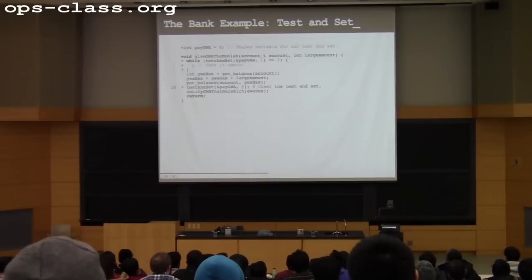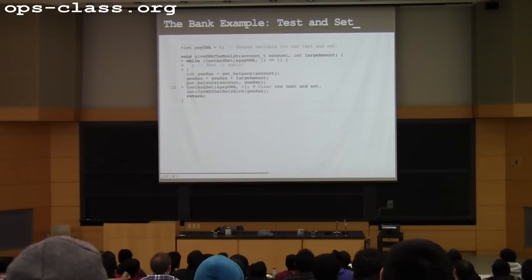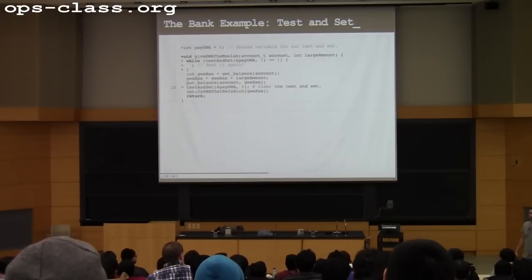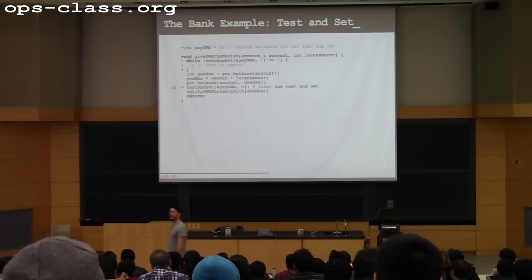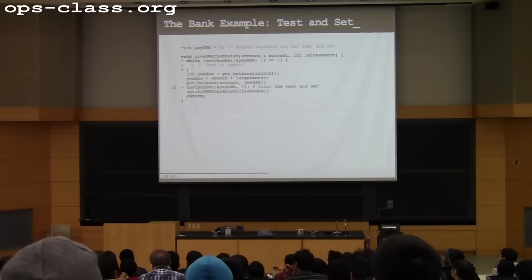So let's try this again. Now I have a while loop here. And here's what I'm going to do. When I get to the top of the loop, I'm going to test the test and set. If the test and set is 1, I'm going to test it again. And I'm going to continue to do this until, what's going to break me out of this loop? When it finally turns to zero, right?